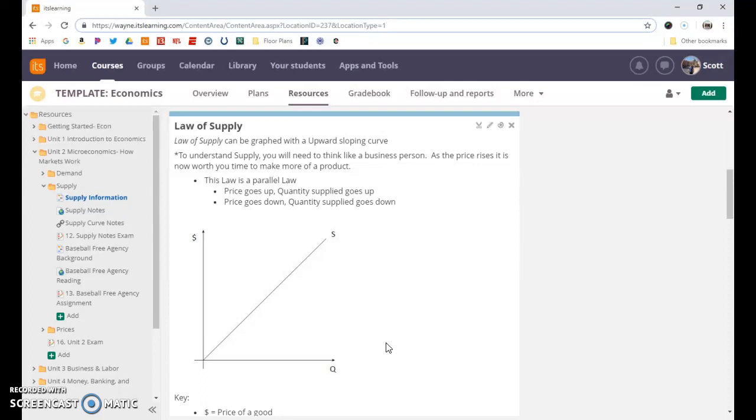So just think of it this way: as the price goes up, suppliers are more willing to produce items because they see more opportunity to make money. The opposite is also true. So as the price goes down, suppliers don't want to supply as much. So that means that suppliers will not make as much money. So therefore, they're willing not to make as much.